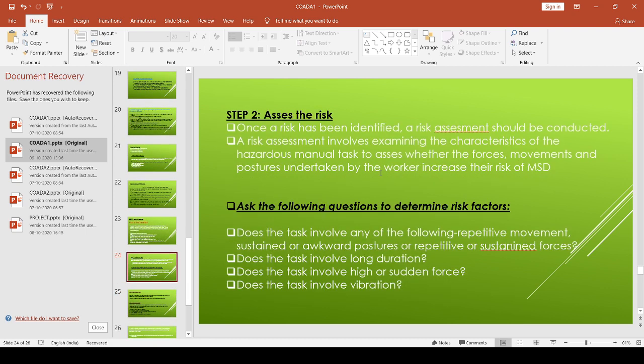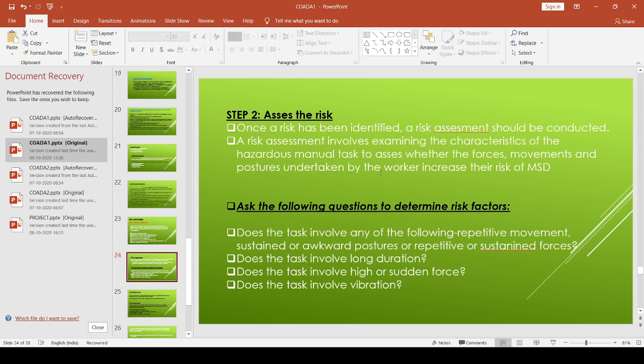Assess the risk. Once a hazard has been identified, a risk assessment should be conducted. A risk assessment involves examining the characteristics of the hazardous manual task to assess whether the forces, movements, and postures undertaken by the workers increase the risk of MSD. Ask the following questions to determine risk factors. These are the questions we have to ask ourselves.